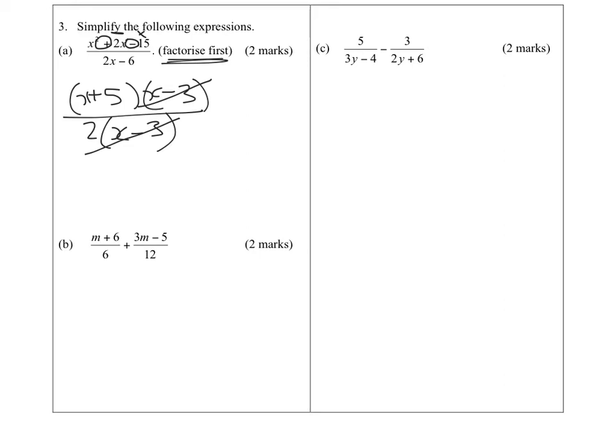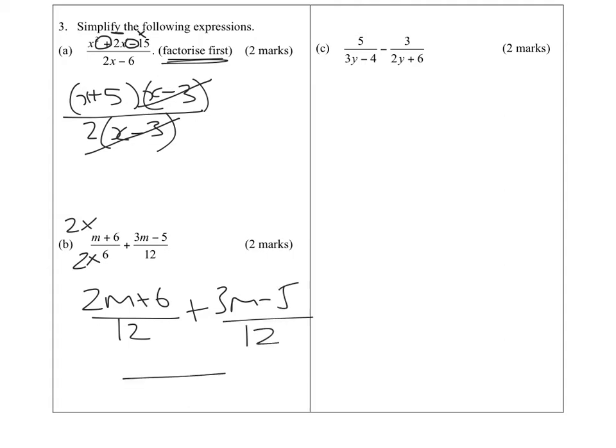Now B, to add fractions we must have a common denominator, so we can change this to 12 by multiplying by 2. What you do to the bottom, do to the top. So you get (2m plus 6) over 12 plus (3m minus 5) over 12. Now, because we have a common 12, we just add the top together. 2m plus 3m is 5m. Positive 6 plus negative 5 is positive 1.